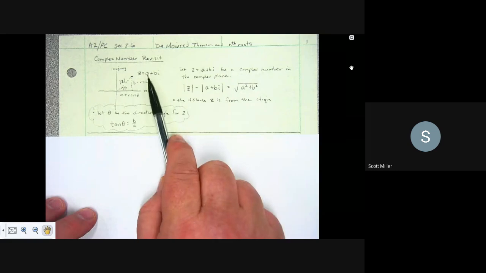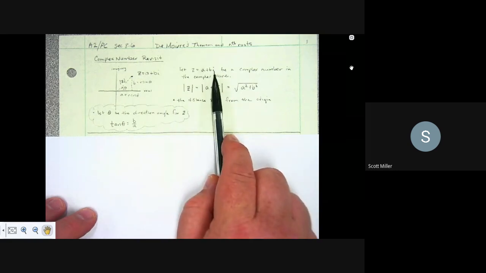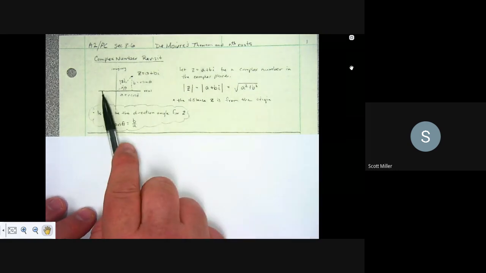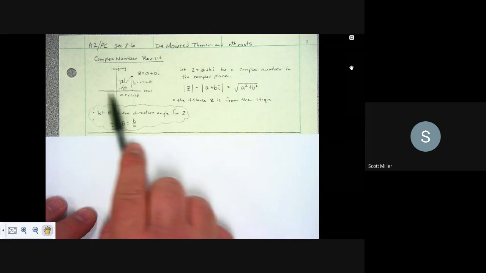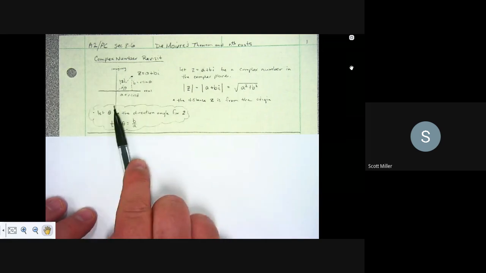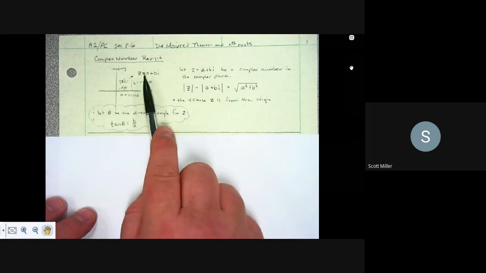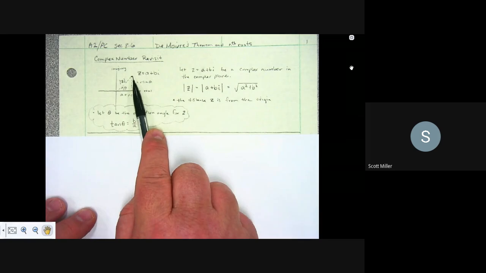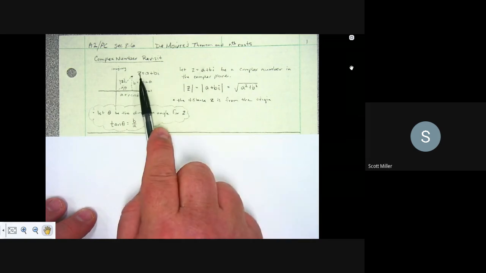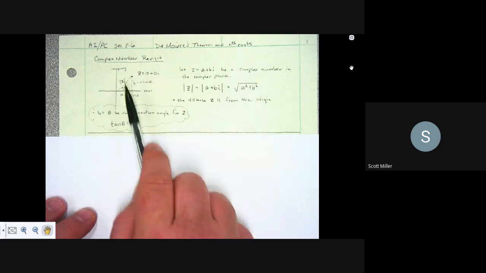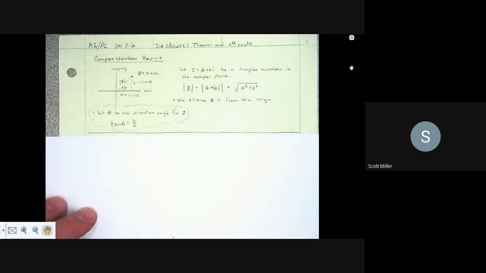A complex number is in the form a plus bi. There's a number plane. This is the real axis. This is the imaginary axis. So this would be some point in the complex plane. This is the complex number a plus bi. So that is z, the complex number. Based off of this, we can look at it in the same sense as we did vectors and such.